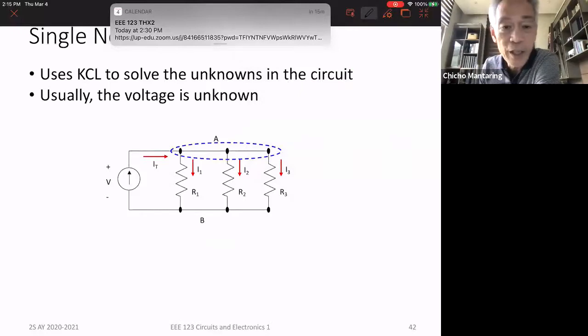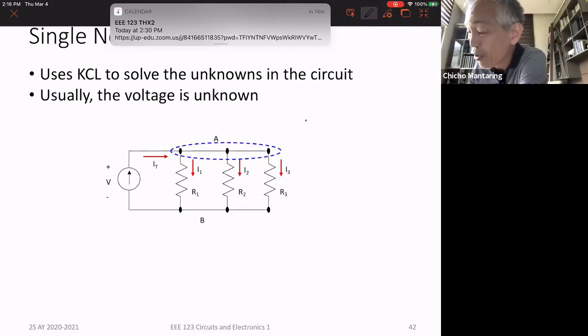It's called a single node circuit because you can only form one KCL equation. Because if you perform KCL on node A or you perform KCL on node B, it's going to be the same. So if you do KCL on node A, you're going to get IT is equal to I1 plus I2 plus I3. But I1 is the voltage V over R1. This is V over R2. And this is V over R3.